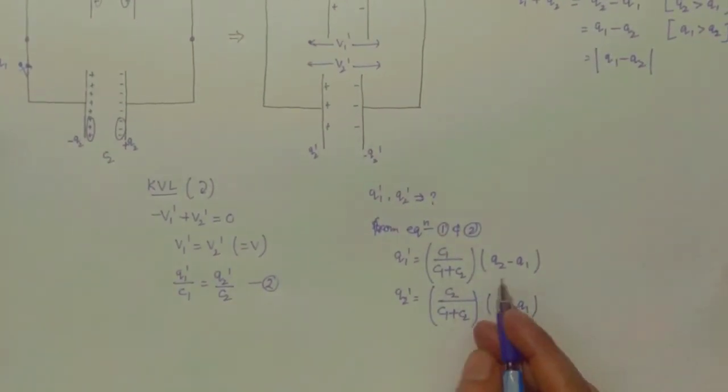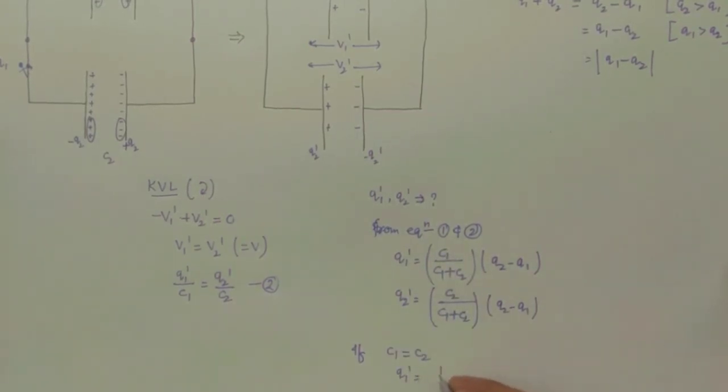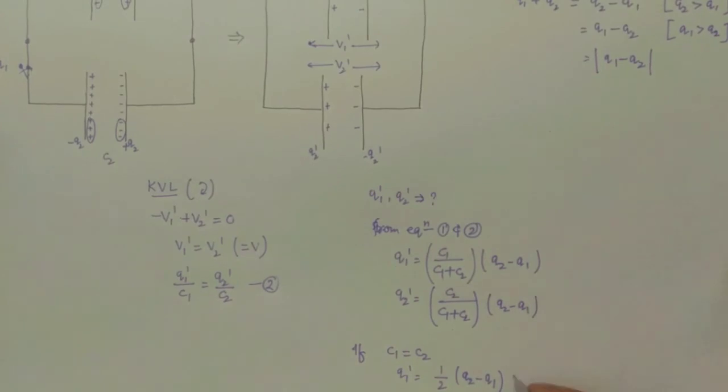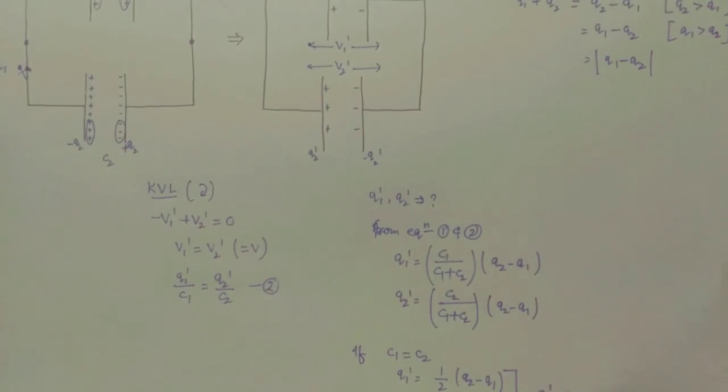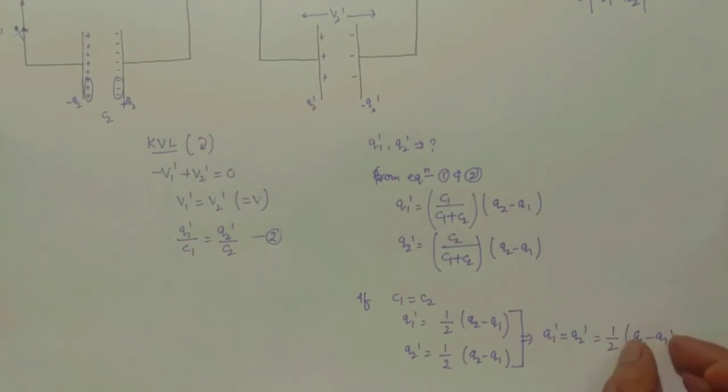One more point, remember here that if C1 equal to C2, that is the capacitance of both the capacitors are equal, in that case if we put C1 equal to C2, then you will get that q1 dash is equal to 1 by 2 of q2 minus q1, and similarly q2 dash will also be equal to 1 by 2 of q2 minus q1. So from here we are getting that if C1 equal to C2, then the final charges on both the capacitors will be equal, and that will be equal to half of the difference of the charges on the capacitors. So for easiness, remember this formula with a mod sign.